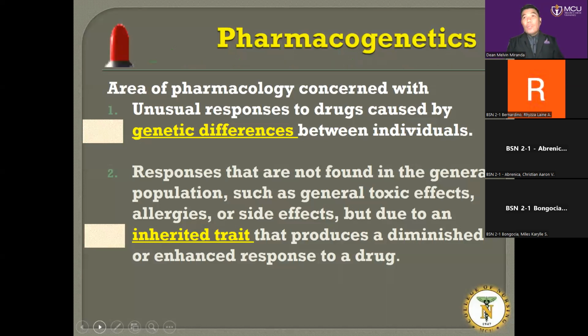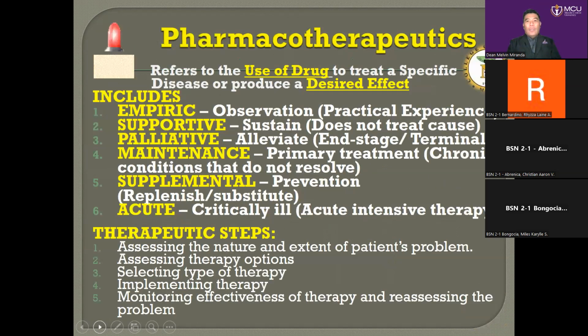So this may also counteract the results of drugs because we all know that drugs must really reach the plasma. If there is bleeding, it will greatly affect specifically the distribution of the drug. So again, these are pharmacogenetics. Let us now proceed with pharmacotherapeutics.